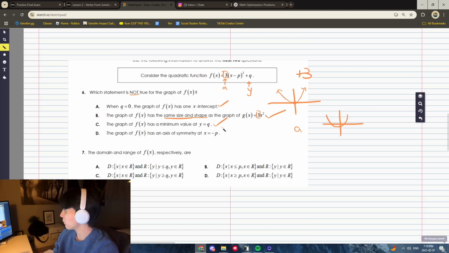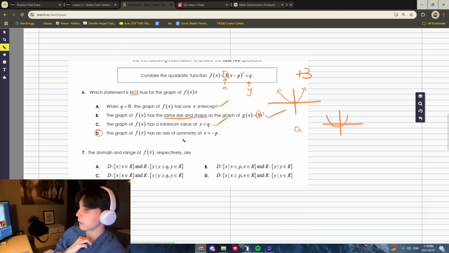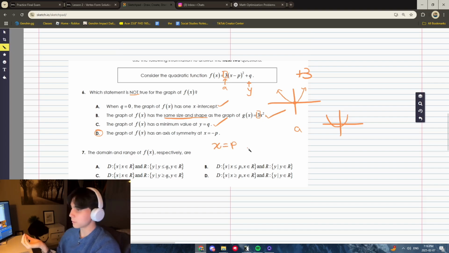By process of elimination, D is going to be the incorrect answer. And the reason being, also, is because axis of symmetry, x is equal to p. The only case in which x is equal to negative p is if it was 3(x + p) squared plus q. Because this would just be the inverse of it, which is negative p. But in this case, it's not, so that D is wrong. It's so wrong. Okay, anyways.